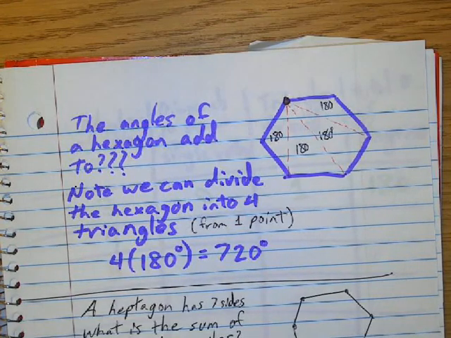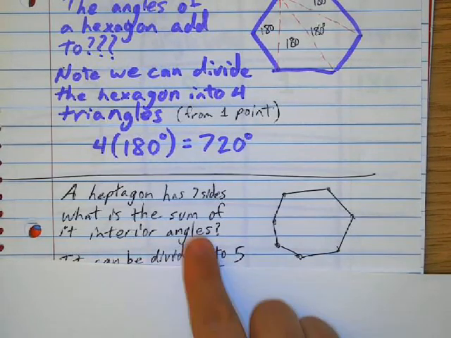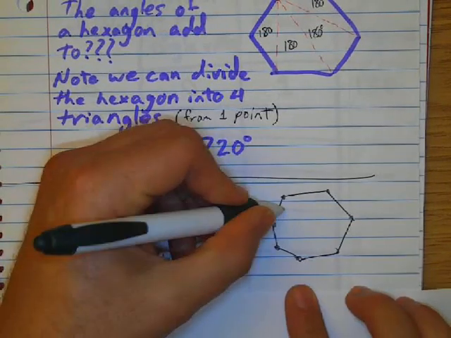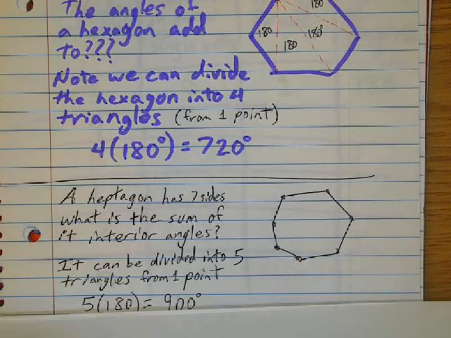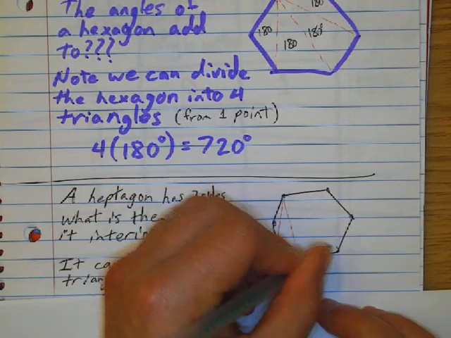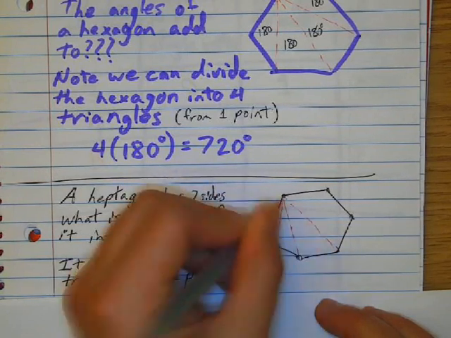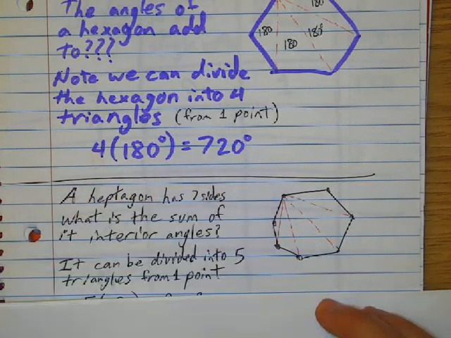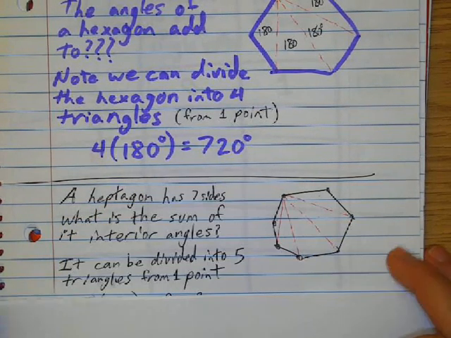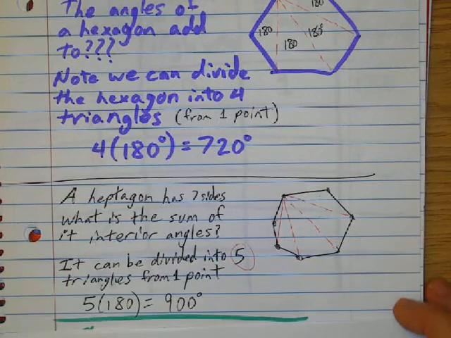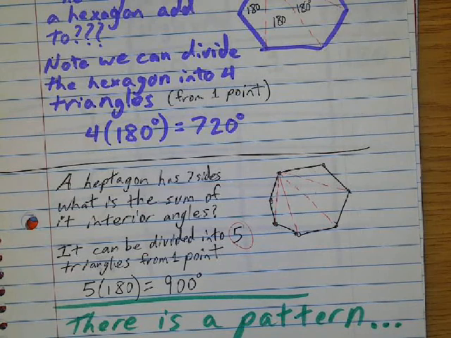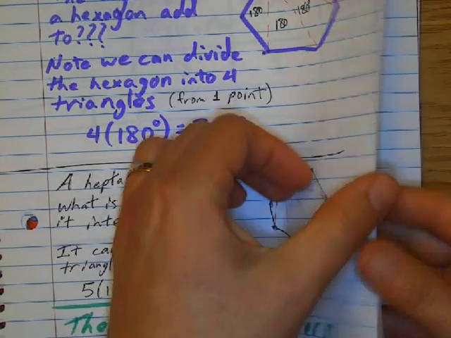So what if I got a 7-sided shape, which is called a heptagon? Then, once again, I could divide it into 1 triangle, 2 triangles, 3 triangles, 4 triangles, 5 triangles, right? So we got 5 triangles. 5 times 180 gives me 900. So there's a pattern. Let's talk about this pattern and figure out a formula.